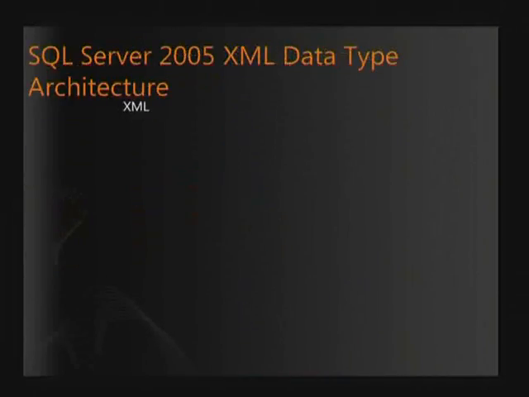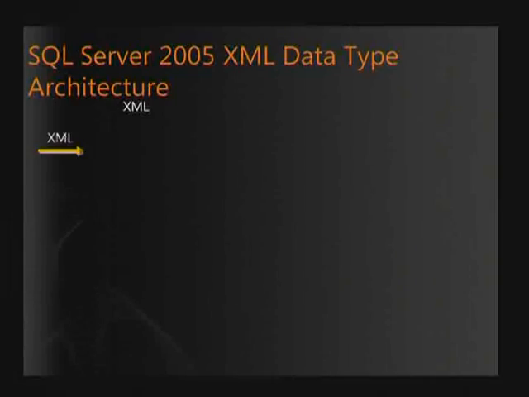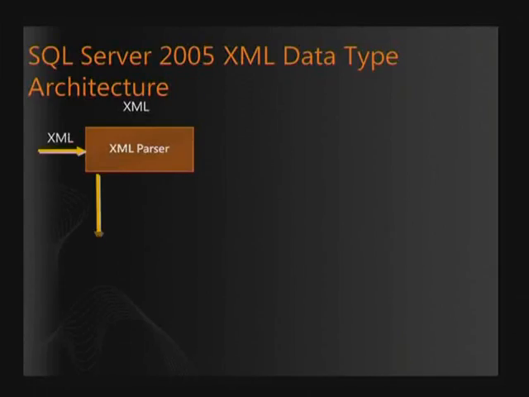So these are kind of the decision tree trade-offs that I recommend people to go through when they start designing systems where they get data in as XML. Now let's look at the architecture that SQL Server 2005 and 2008 supports with respect to XML. When XML comes into the database, it gets parsed using an XML parser.